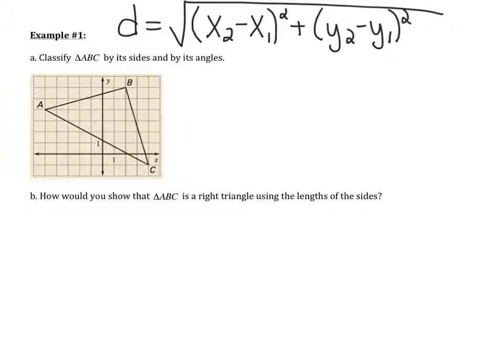So again, I'm going to have to find the length of all 3 sides, the length of AB, BC, and AC. In order to do that, I need to find all the ordered pairs. So let's get to that.